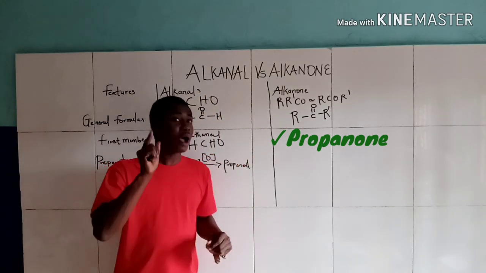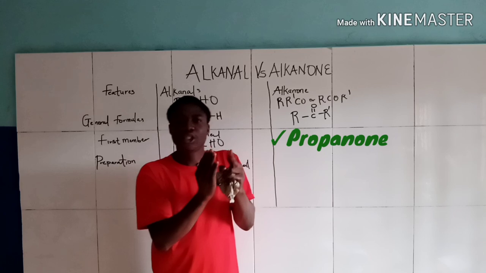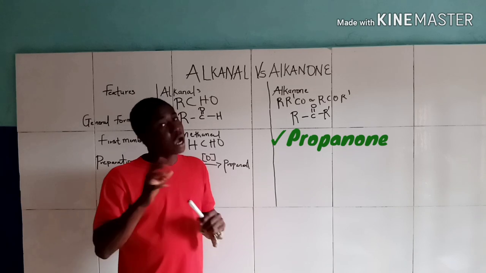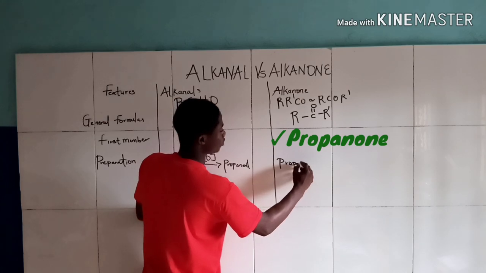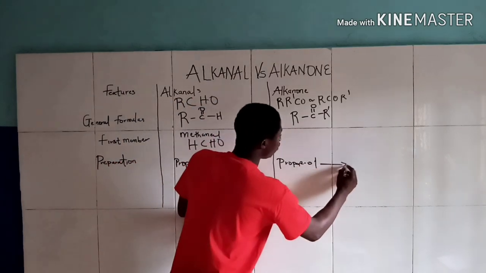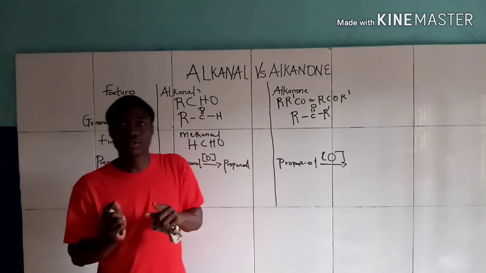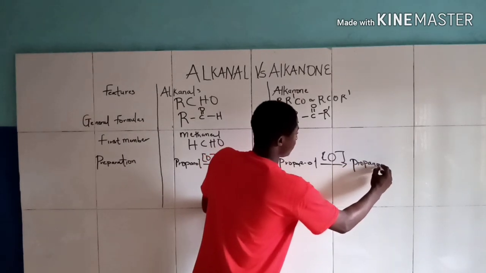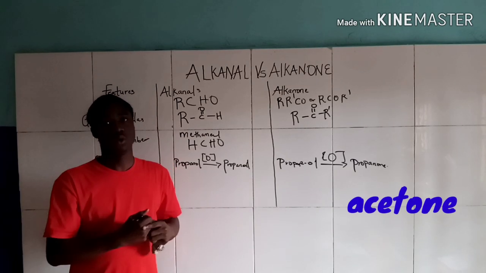Now, moving over to alkanones. Alkanones are prepared by oxidation of a secondary alkanol. It now gives us an alkanone. For example, propan-2-ol is being oxidized. Propan-2-ol is a secondary alkanol. It gives us propanone. So this is propanone. And remember, propanone is also called acetone.